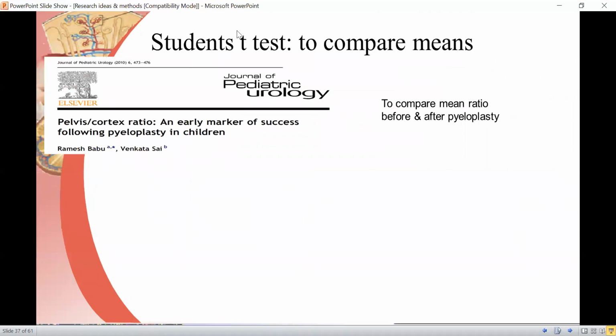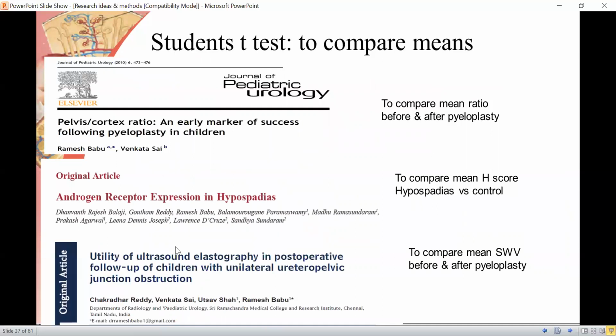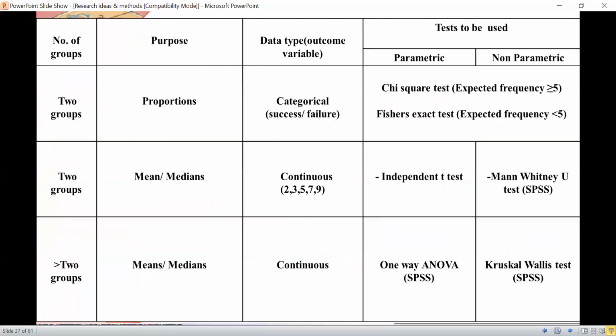In this study we used the pelvis cortex ratio, an early marker of success rate. We compared the mean ratio before and after pyeloplasty. Here in androgen receptors after hypospadias, we compared the mean H score before and after hypospadias. And in this study on the utility of ultrasound elastography, we compared the mean shear wave velocity before and after pyeloplasty. So these are our examples where you can use a student t-test to compare the means.